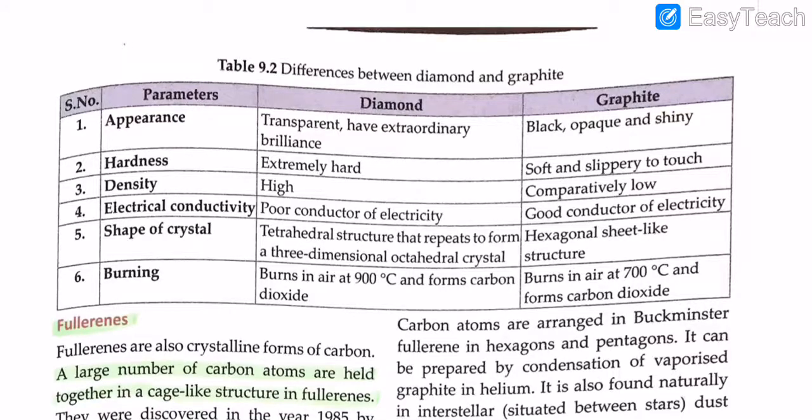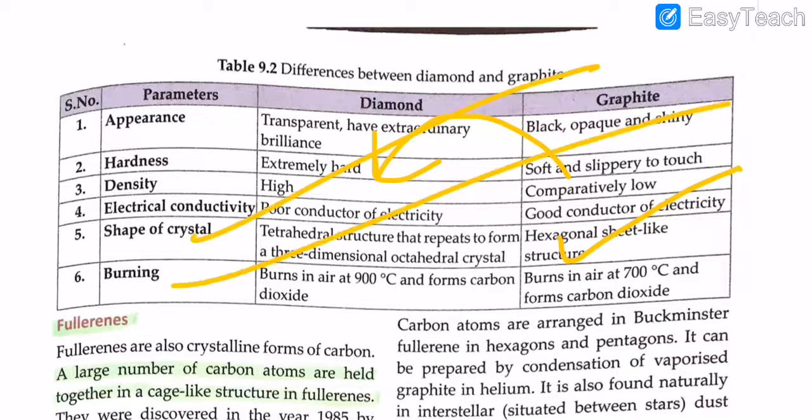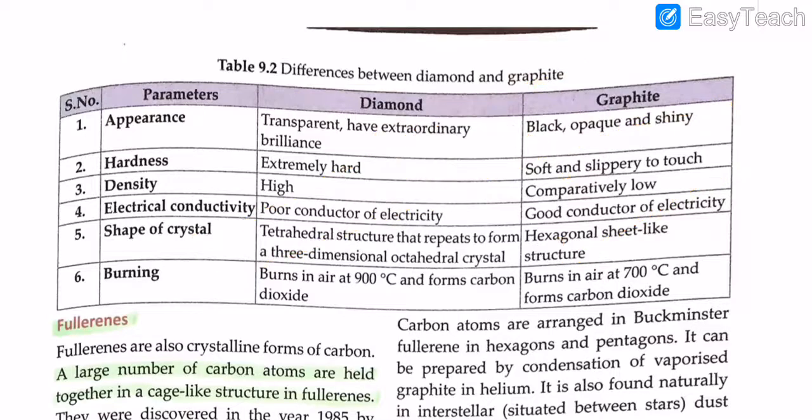Density is really high, and this is comparatively low, but it's high. Electrical conductivity: it's a poor conductor of electricity, and this is a really good conductor of electricity. The shape of the crystal is a tetrahedral structure that repeats to form a three-dimensional octahedral structure, and this is a hexagonal sheet-like structure. This burns in the air at 900 degrees Celsius to form carbon dioxide, and this burns in the air at 700 degrees Celsius to form carbon dioxide. So I hope you all understood this table well enough.